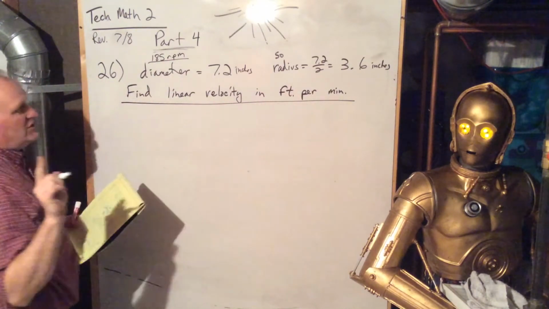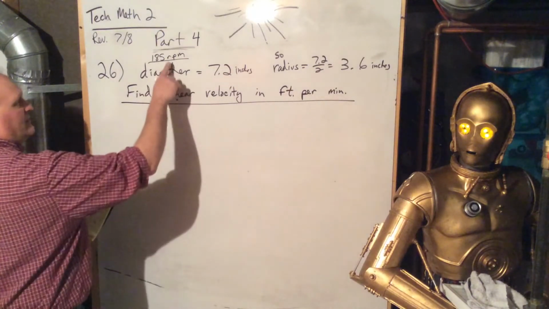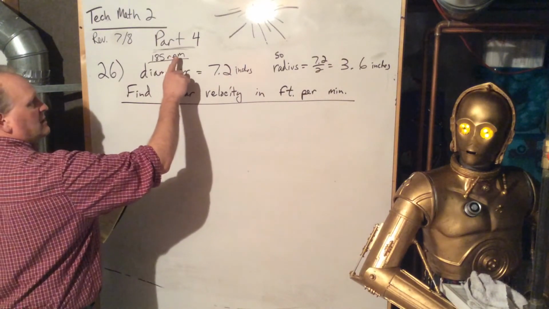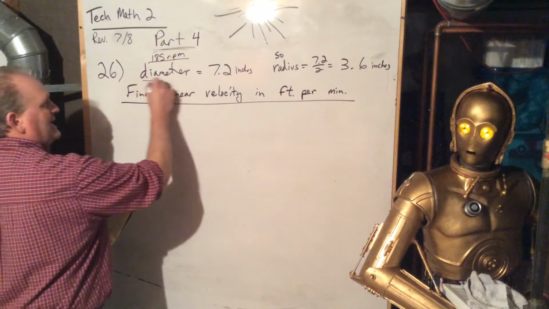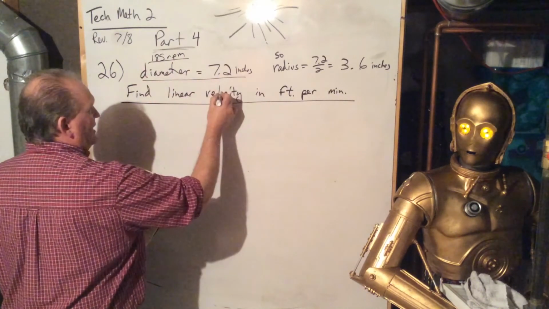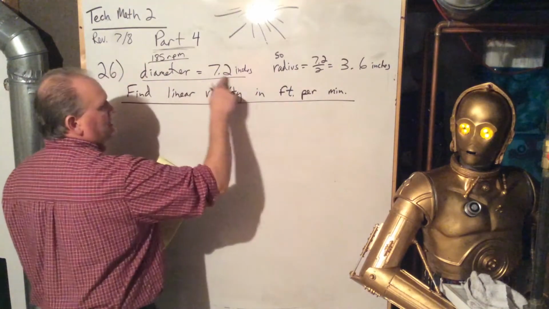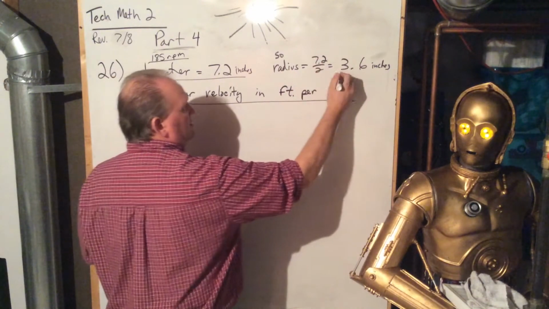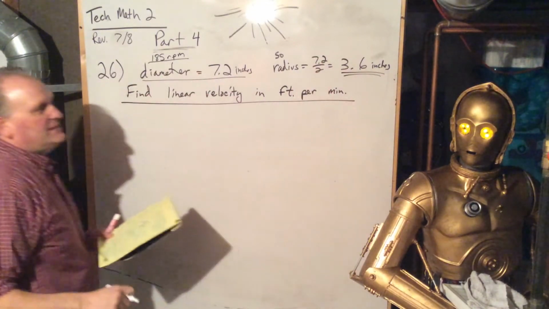So that's kind of a jerk move because it's revolutions per minute, but they gave us the diameter. We don't want the diameter. We want the radius. So we're going to take that 7.2 divided by 2 and use the 3.6.